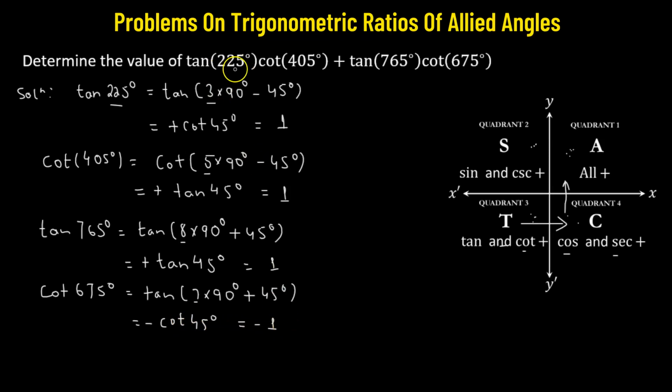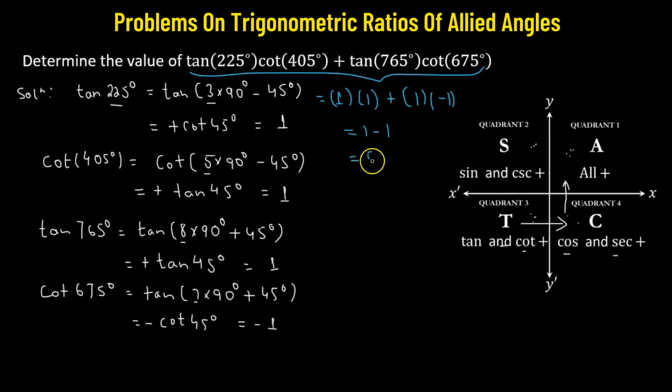Now that we have all the values, we're going to substitute them into our trigonometric expression. So tangent of 225 degrees is positive 1, multiplied by cotangent of 405 degrees, which is 1 as well, plus tangent of 765 degrees, which is 1, and cotangent of 675 degrees, which is negative 1. So 1 minus 1 equals 0. That means the value of the given trigonometric expression is 0.